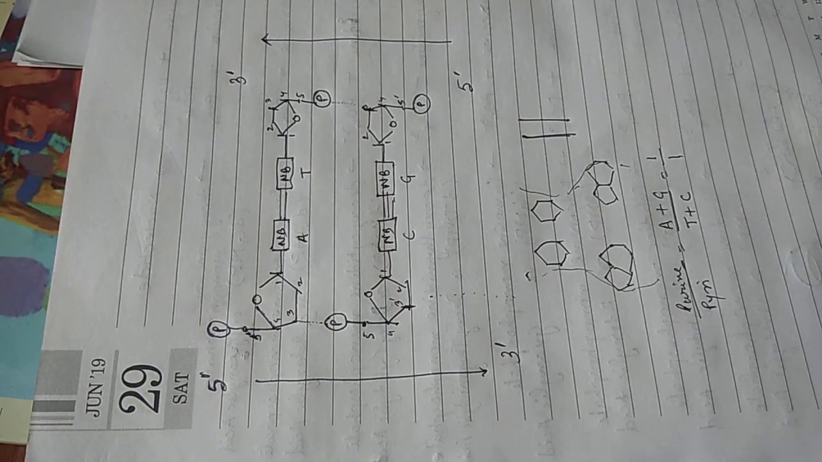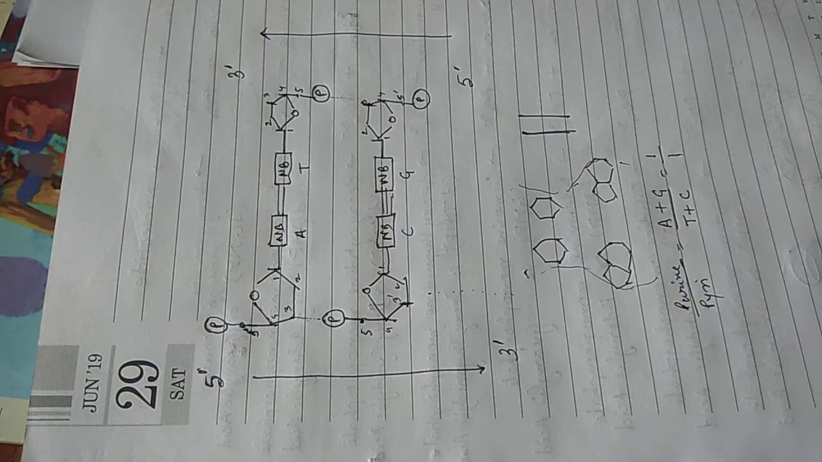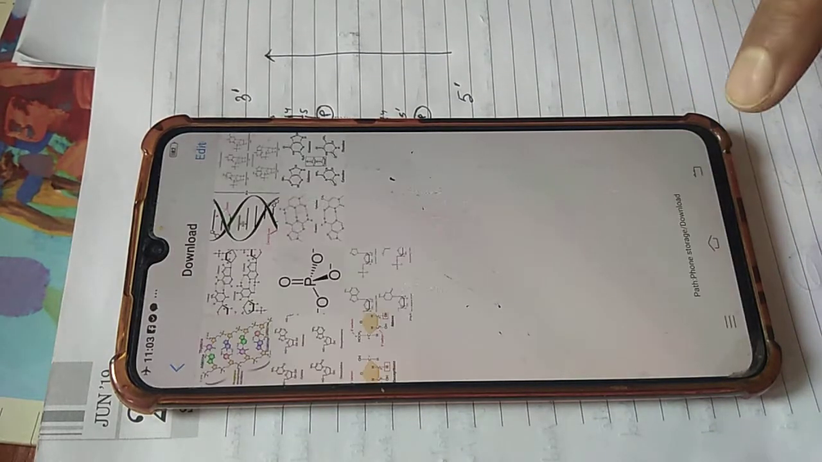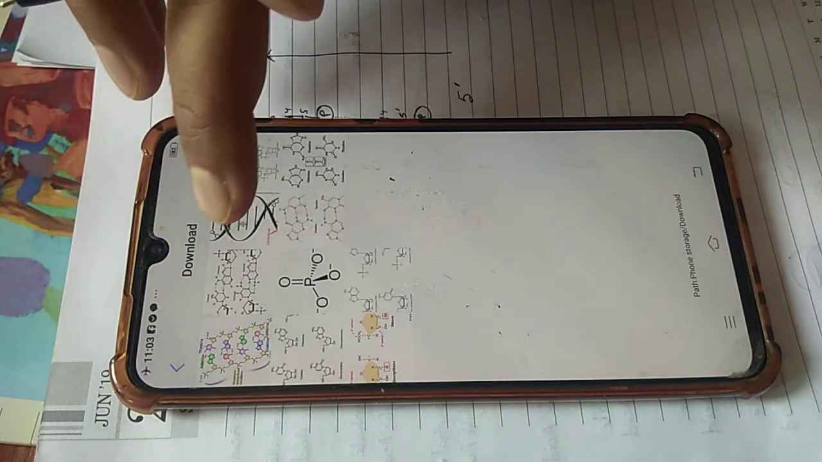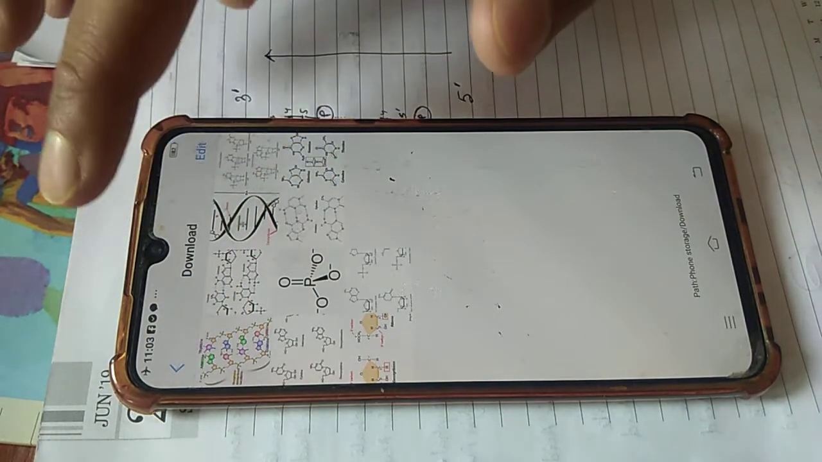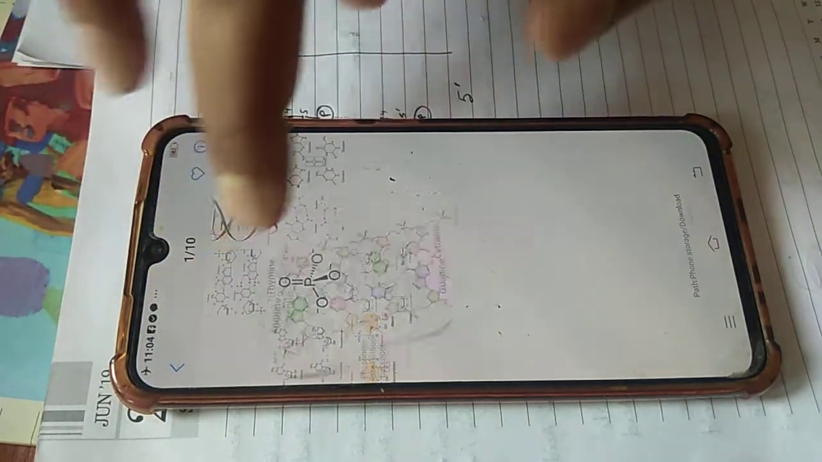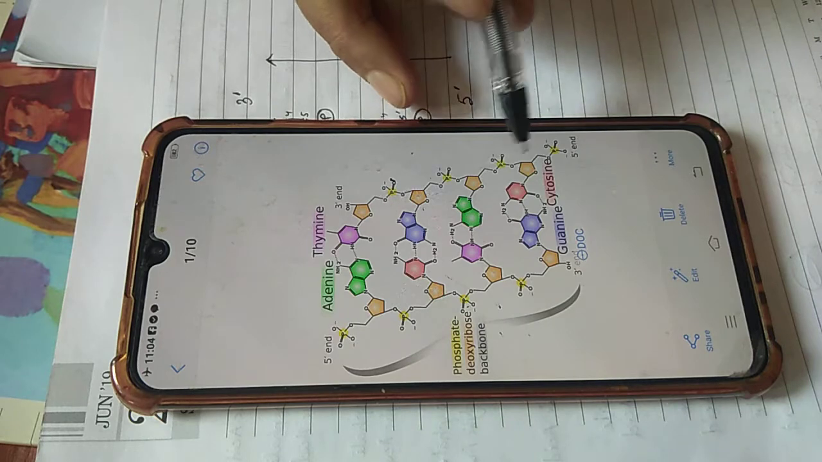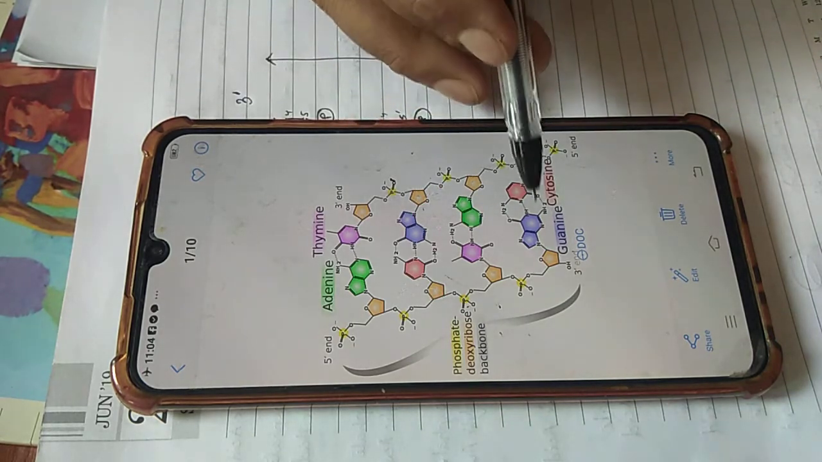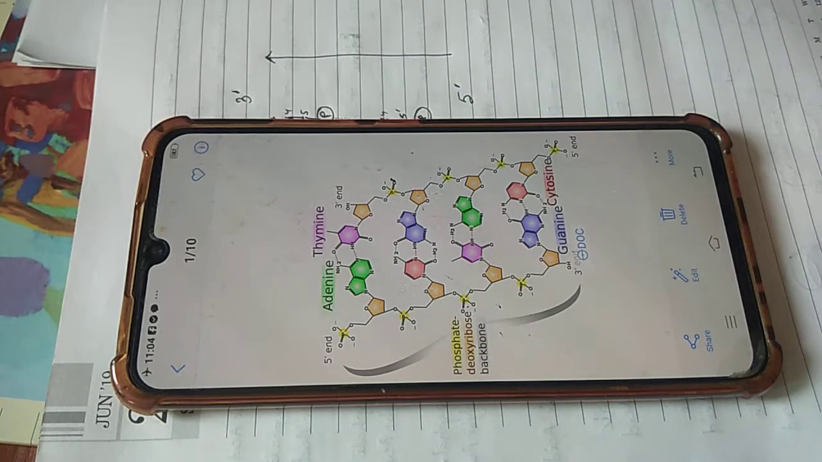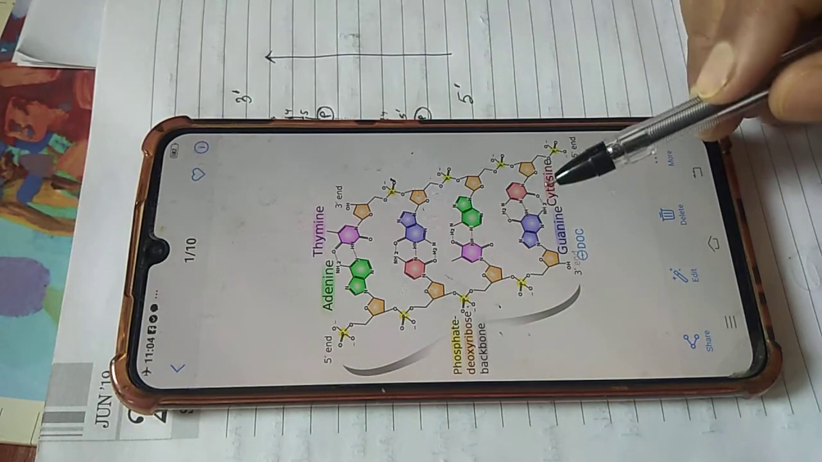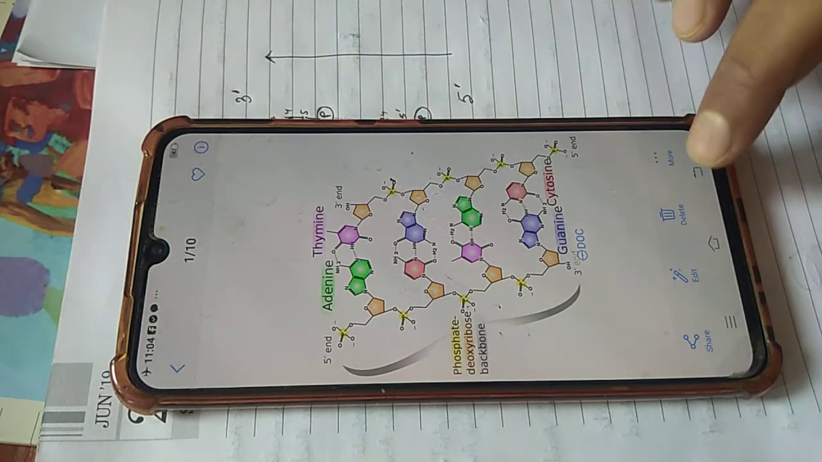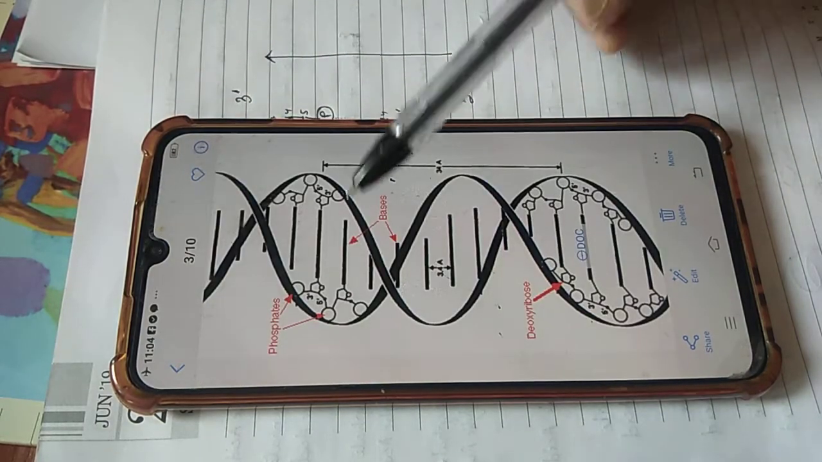Now let us go back to the diagrams that I have downloaded. So you see here. So let's come back to this. What we can actually see here is that in the diagram this is one DNA chain, this is another DNA chain. The central part is made up by the nitrogenous bases, guanine pairing with cytosine with the help of 3 hydrogen bonds, adenine pairing with thymine with the help of 2 hydrogen bonds.